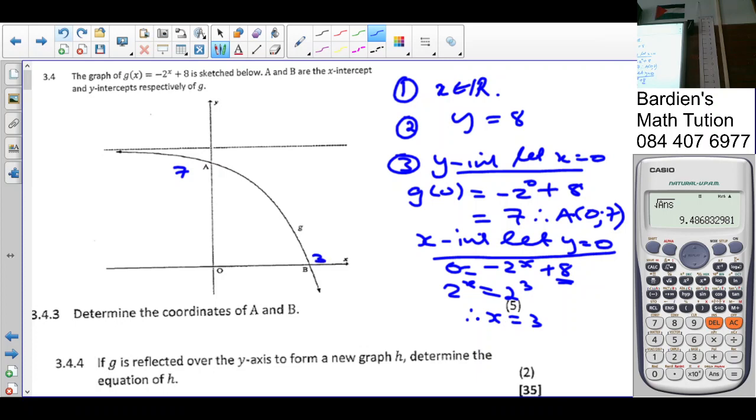Not so? So what are the coordinates of B? 3 and 0. How's that? You all okay with that? Sorry about that.